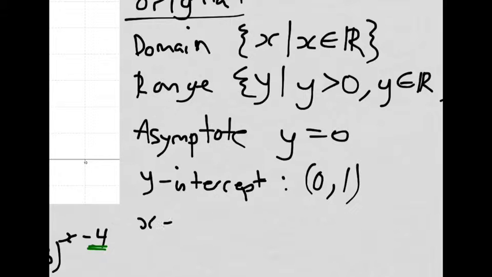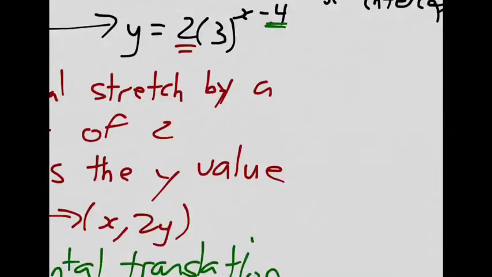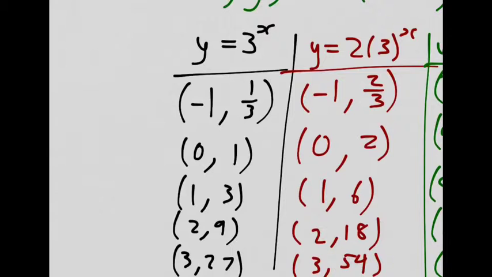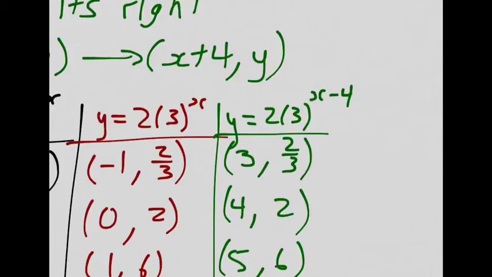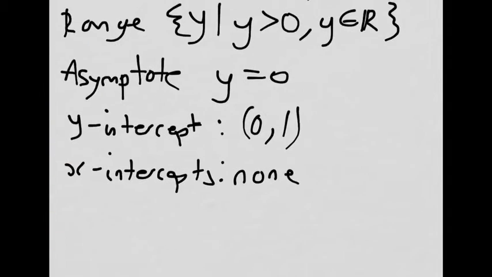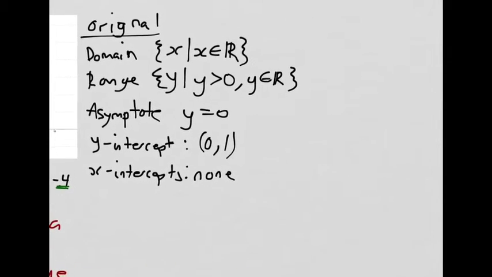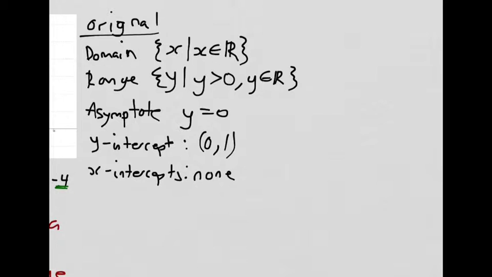Do I have any x-intercepts? I thought it was 0, 2. No, you don't have any x-intercepts, because it doesn't cross. No, it's 0, 1. Oh, that's for the original. For the original, yeah. Okay, now let's see what effects the transformations had on those characteristics. So this is the transformed function.